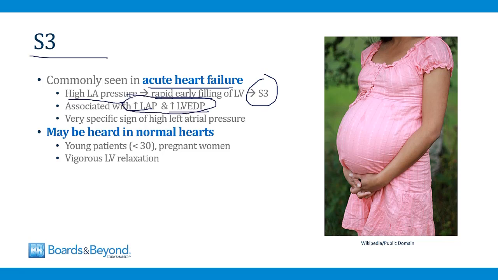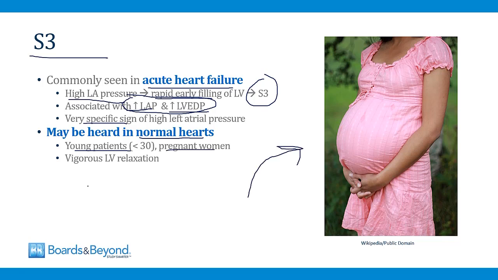This is a very specific sign of high left atrial pressure. Many patients do not have it, but when they do have it, the presence of an S3 almost always indicates high left atrial pressure. Now, there are a couple of special caveats to S3. S3 can be heard in normal hearts among young patients, especially children or patients under 30, and among women who are pregnant, like this woman on the screen here.